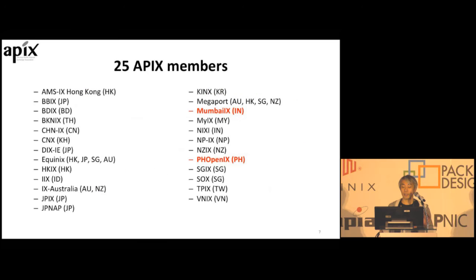But after that, by this meeting, we had two newcomers, and accordingly, one country increased. The country is the Philippines. The two new members are Mumbai IX in India and PH Open IX in the Philippines. Those are the two new members of the APIX. So currently, you can see the list of these members. We have a lot of countries and economies in this area.